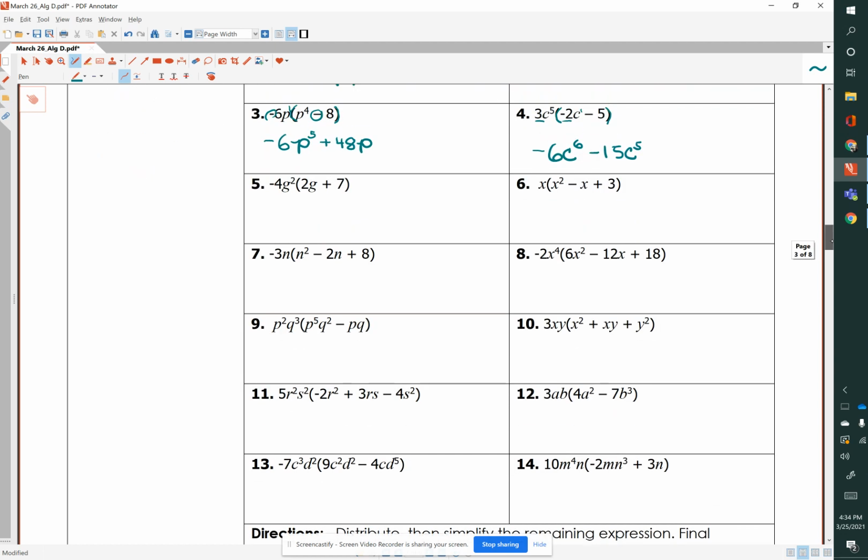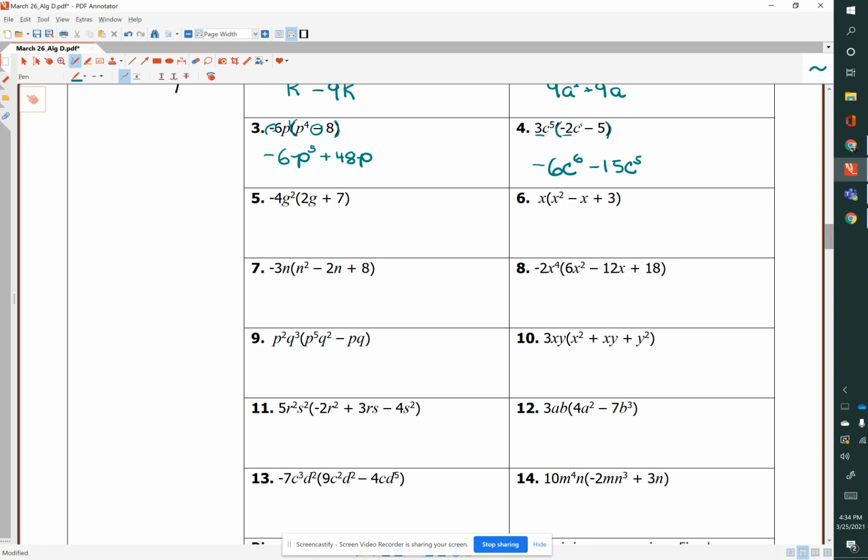So why don't you go ahead and try the rest of the page maybe, and let's see how you do before we get on to some more challenging ones.